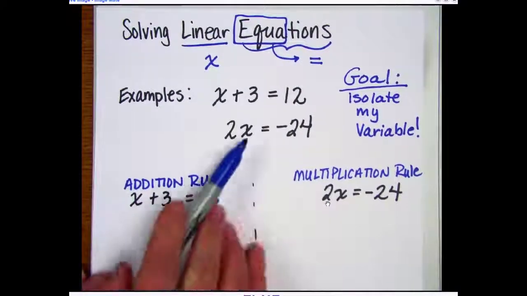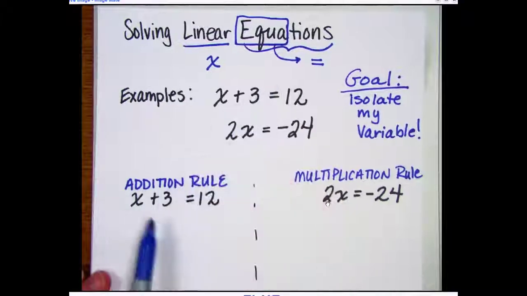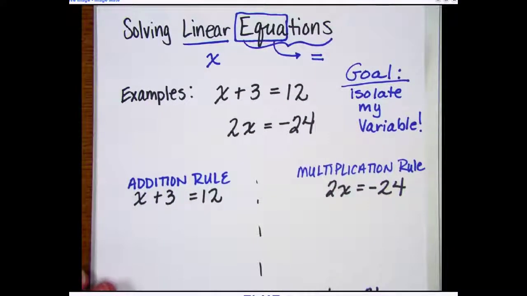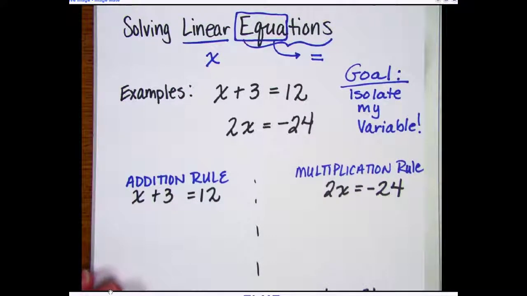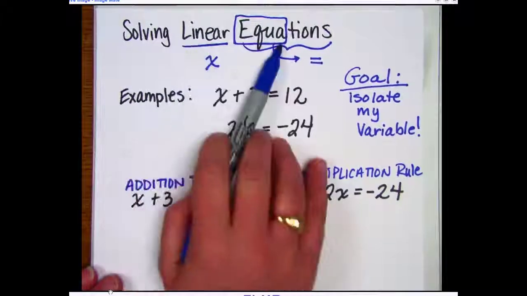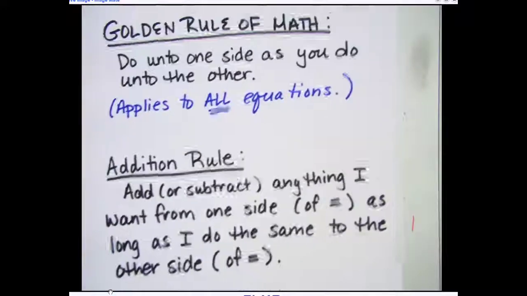Now we're going to come back and talk about how exactly to solve these in a minute. But right now, let's talk about how we solve them. If you've lived long enough, you probably know the golden rule. The golden rule says treat others the way that you want to be treated. The more formal way of saying it is do unto others as you would have done to you. You may have learned that in Sunday school or from your parents. In math class, the way that we solve linear equations is the golden rule of math.